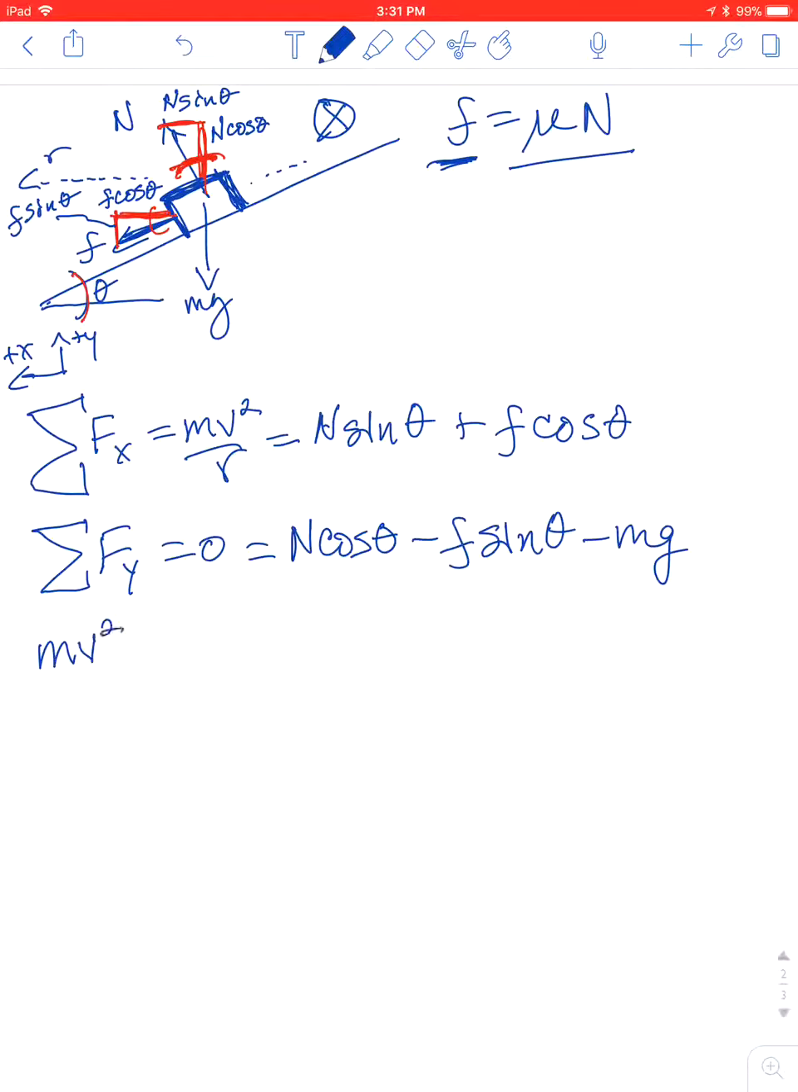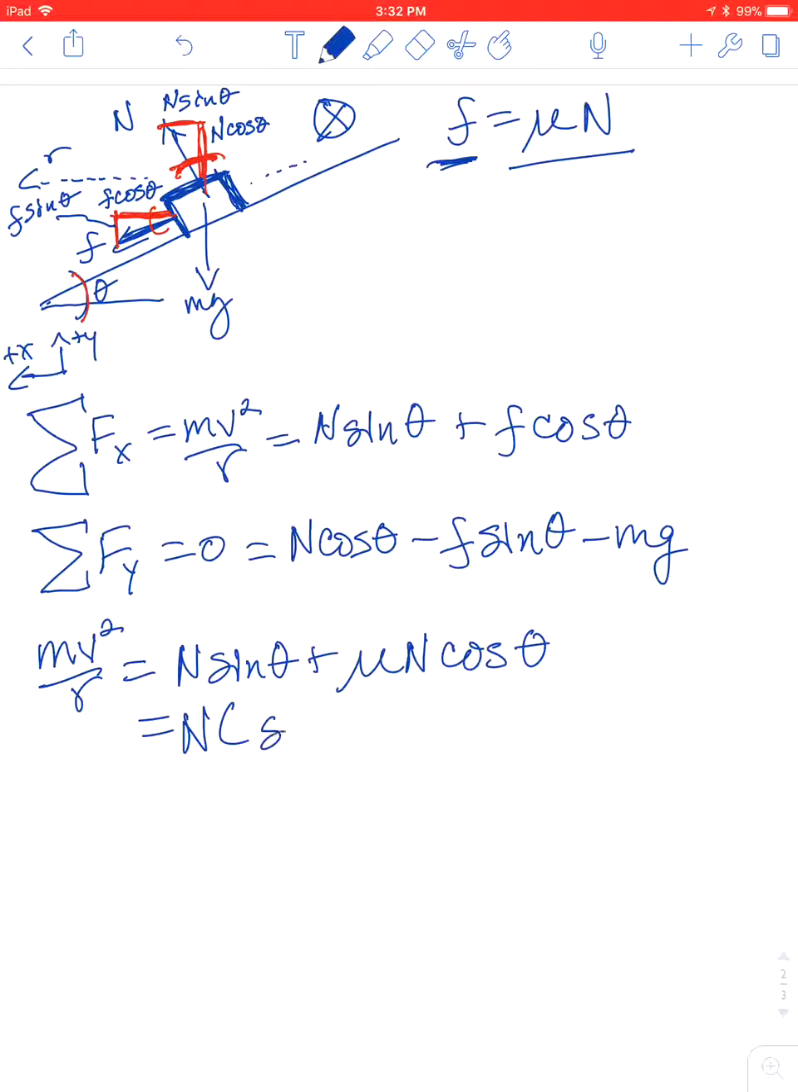So mv squared over r, where v is that safe speed we're talking about. By the way, mass is a constant, the radius is a constant, theta is going to be a constant, mu will be a constant. So the only thing that's an unknown here is the speed. So mv squared over r equals N sine theta plus, and I'm going to replace friction with mu times normal cosine of theta, which means I can factor the normal out of this and get sine of theta plus mu cosine of theta, and that equals mv squared over r.